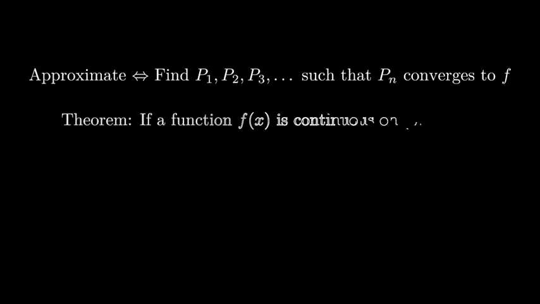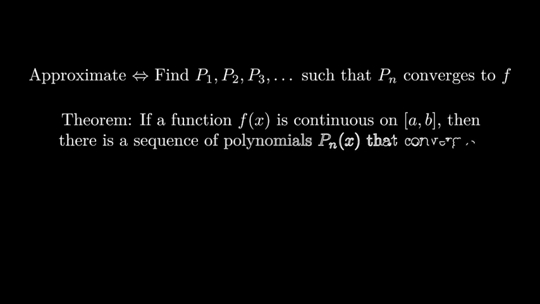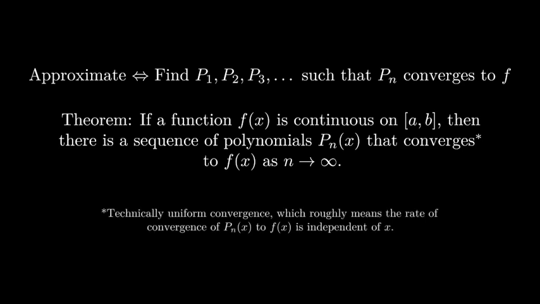And this leads me to the theorem that I'm going to informally prove in this video, the Weierstrass approximation theorem. It states that as long as a function f is continuous on the interval [a, b], then there is a sequence of polynomials P_n that converges to f as n goes to infinity. In other words, every continuous function f can be approximated by polynomials.